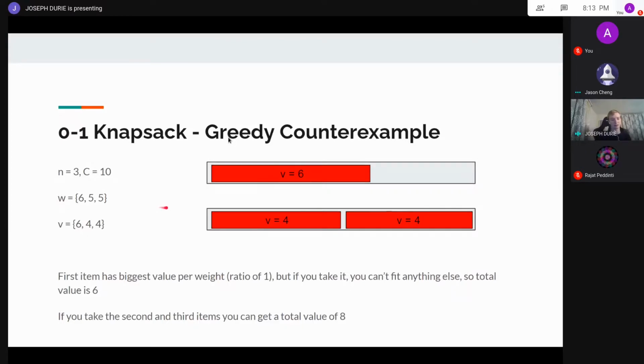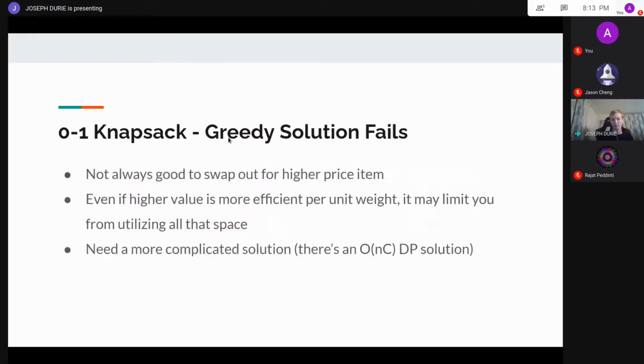But we can alternatively take these other 2 guys and completely fill up the knapsack, even though it's less value per weight. In terms of total value, it's more because we're filling more of the space. So in this specific case, the greedy would give you an answer of 6, but the optimal solution would be a value of 8. Okay. So because of this, the greedy solution fails in the 0-1 case.